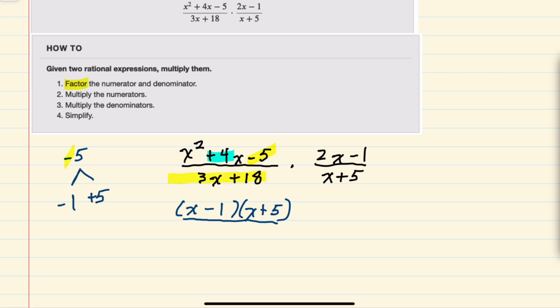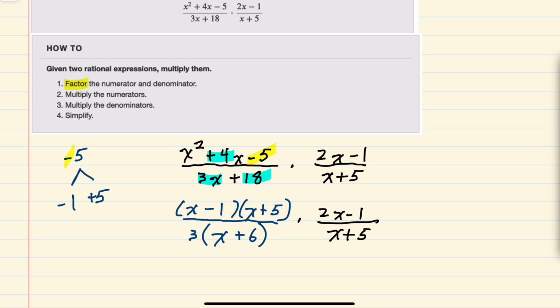In the denominator, this is just a binomial, but I see that I can factor out a 3 from each of those two terms. Factoring out a 3 would leave me with x in the first term, and factoring out a 3 from the 18 would leave me with a plus 6. In the second part of this expression, I would also try to factor, but I notice that the 2x minus 1 doesn't have a common factor or any other way of factoring it. The same for the denominator, x plus 5. So I will just rewrite that, 2x minus 1 over x plus 5.